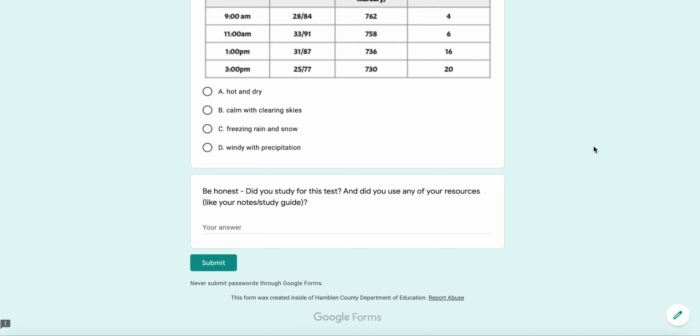I know I went kind of fast, but I'm just trying to get it done so that hopefully you can use this and you can pause it when you need to.